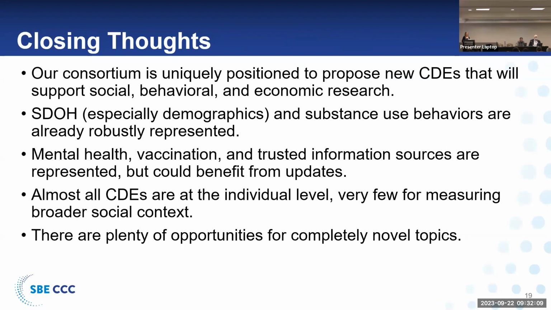So just a few closing thoughts to wrap up what we've observed here. Our consortium is uniquely positioned to propose new CDEs that will support social, behavioral, and economic research. Social determinants of health and substance use behaviors are already quite robustly represented. Doesn't mean there aren't opportunities to add new ones that go in those categories, but they do have the biggest chunk of representation so far. Mental health and vaccination and trusted information sources also are represented, but could potentially benefit. There are opportunities for updates there.